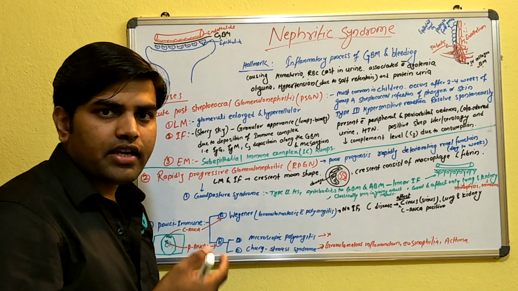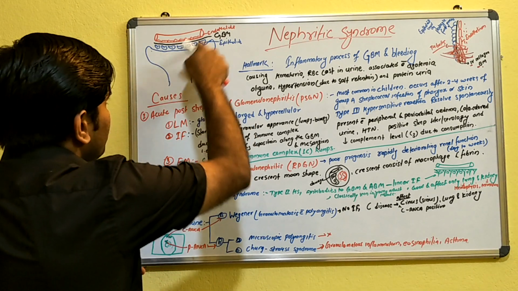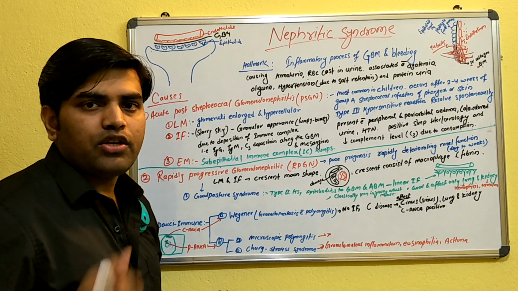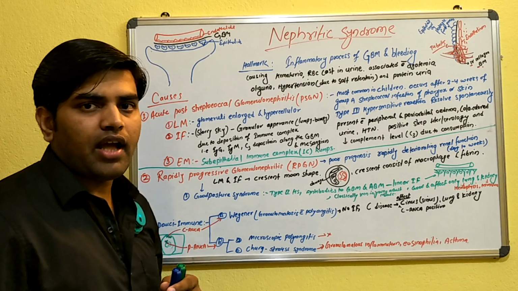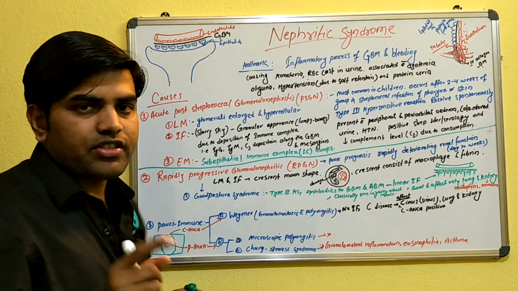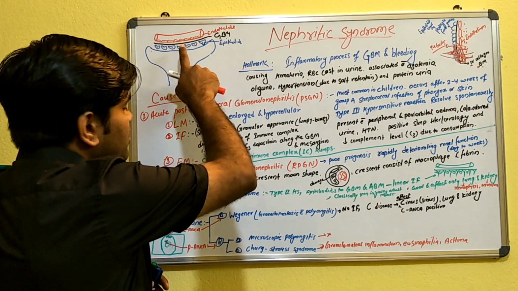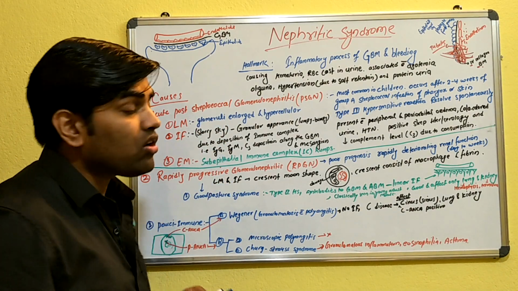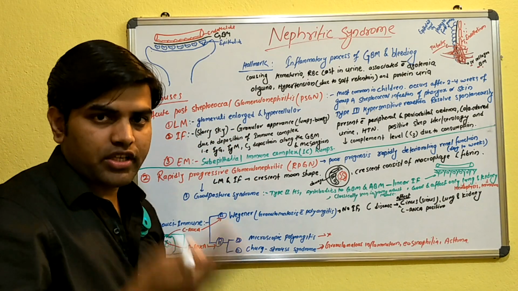So if there are no negative charges in this filtration barrier, what happens? The albumin will leak into the urine. But in reality that doesn't happen, and it doesn't happen due to the negative charge present in this filtration barrier. You have to understand that. When the filtration charge barrier is damaged, albumin will leak out, which occurs in nephrotic syndrome, which we will discuss.